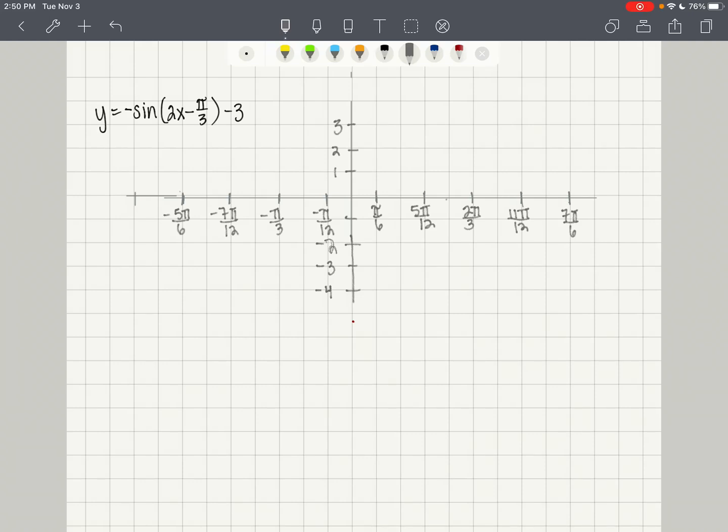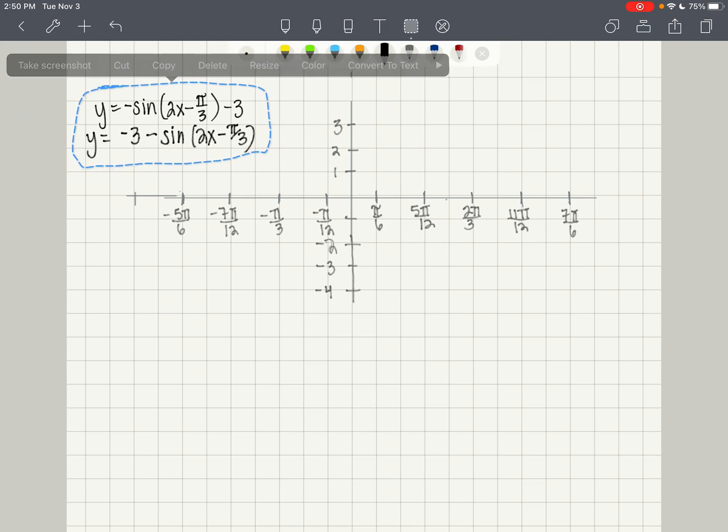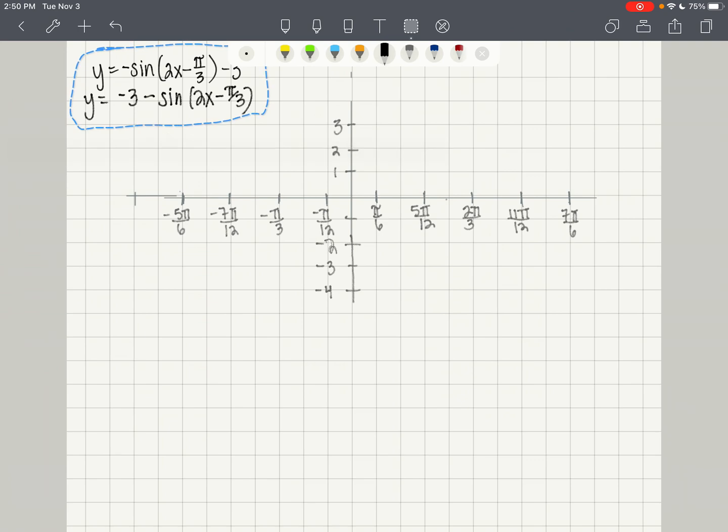Okay, let's put everything together into this problem right here. We have y equals negative sine of 2x minus pi over 3, minus 3. We can rewrite that as y equals negative 3, putting that midline value up front, minus the sine of 2x minus pi over 3. Both of those represent the same exact graph.